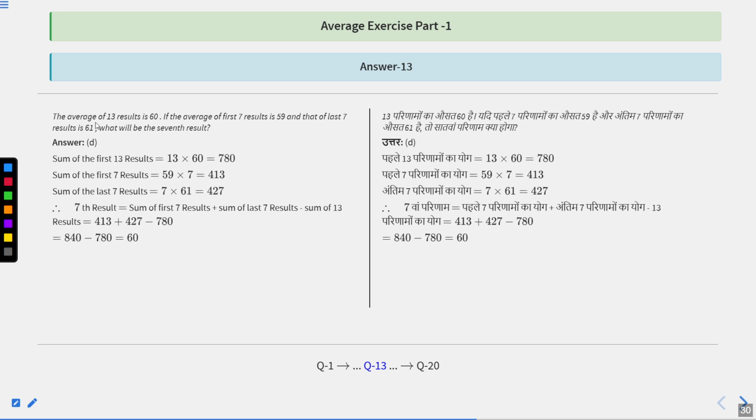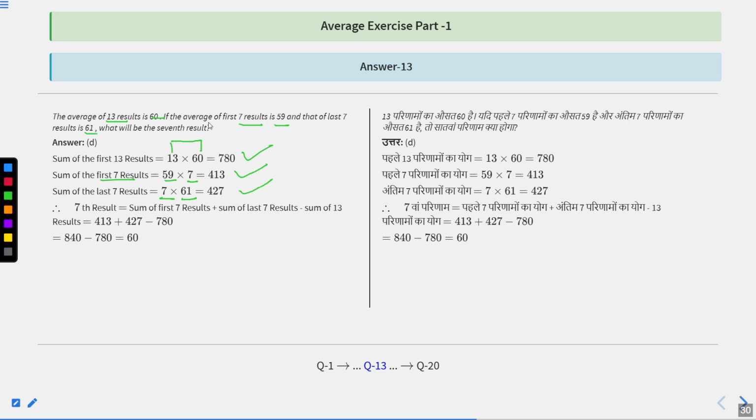Now the question says the average of 13 results is 60. It means, what will be the total sum of 13 results? We multiply 13 into 60, which becomes 780. In the same way, the average of the first 7 results is 59, so the total sum of the first 7 results is 59 multiplied by 7, which becomes 413. And the last 7 results average is 61, so 7 into 61, we get 427.